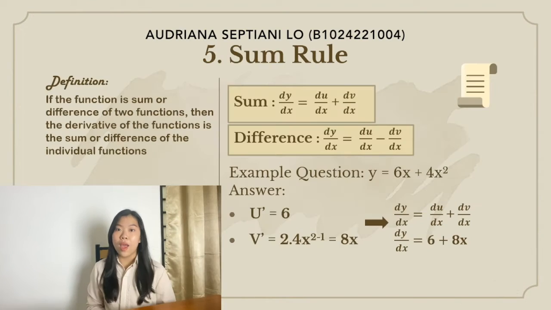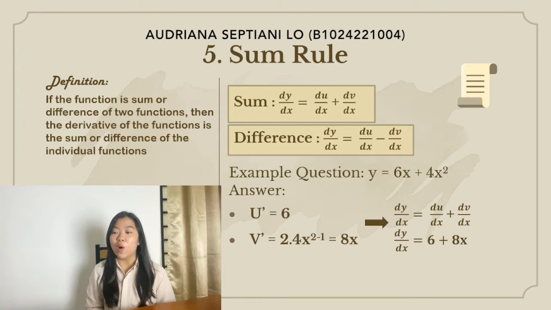Fifth, sum rule. If the function is the sum or difference of two functions, then the derivative of the function is the sum or difference of the individual functions.